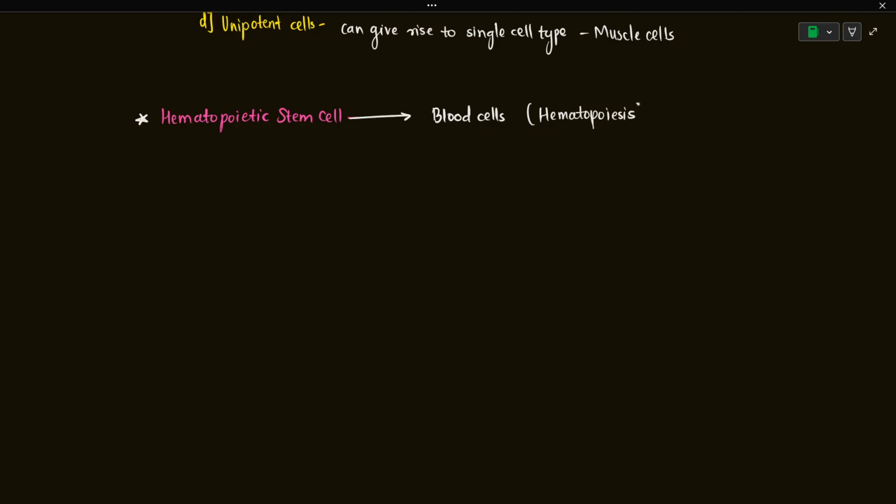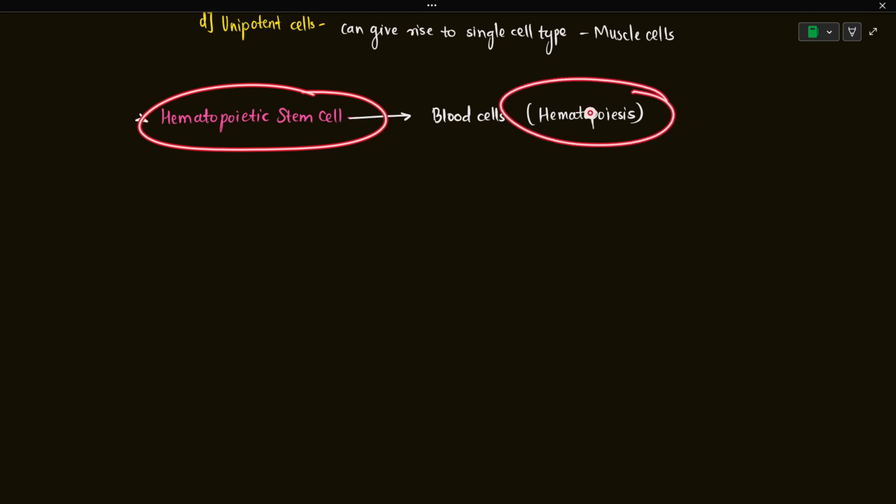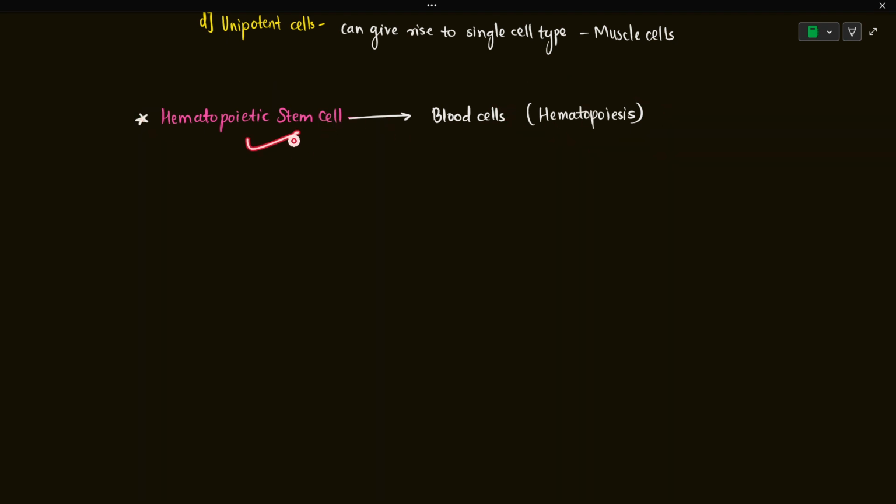By the end of this lecture, you will know a lot about hematopoietic stem cells as well as hematopoiesis. Today we are going to discuss those two topics, the HSCs and hematopoiesis. The hematopoietic stem cells are found in the bone marrow, and their number in the bone marrow is very low.